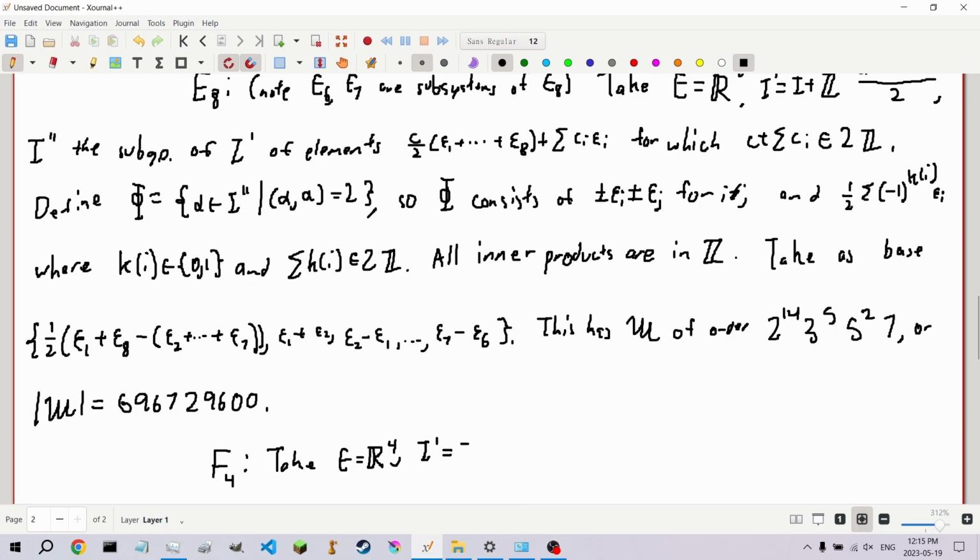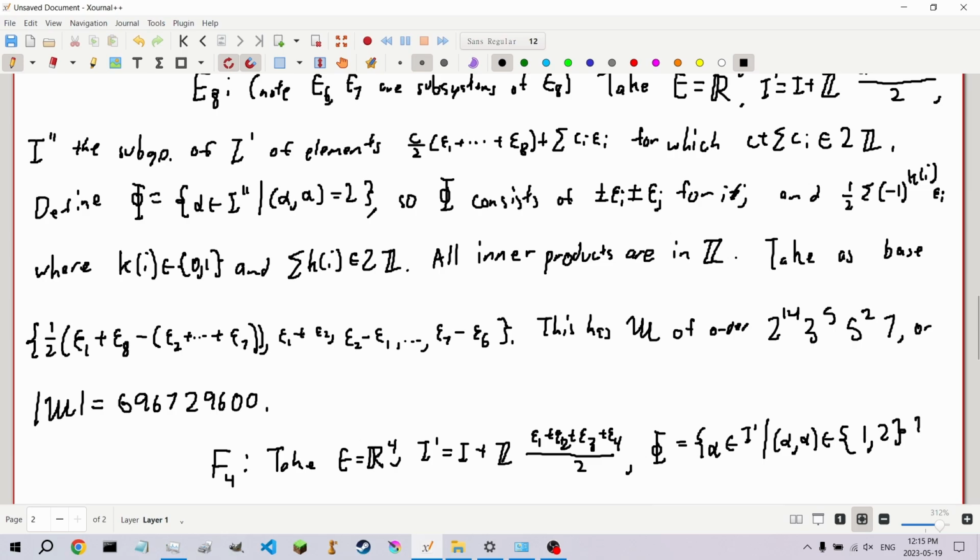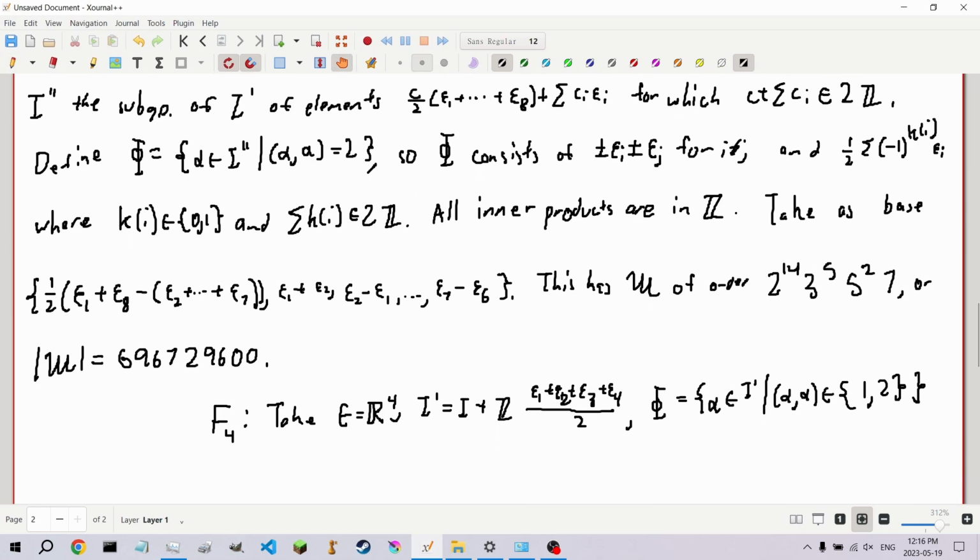R prime to be I plus Z of epsilon 1, 3, sum of all our epsilons over 2, and a root system to be roots, elements of I prime of size either 1 or 2. So we're going to have long and short roots, because keep in mind this does have a double connection as a Dynkin diagram.